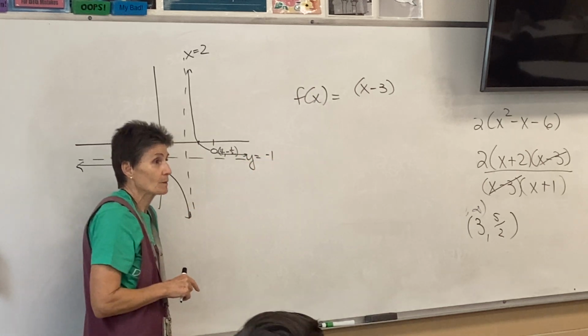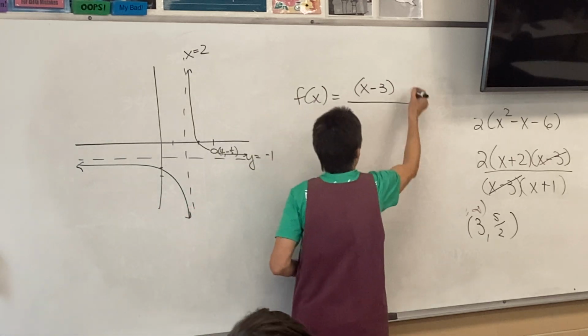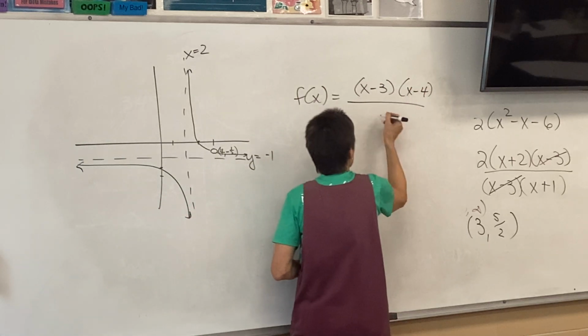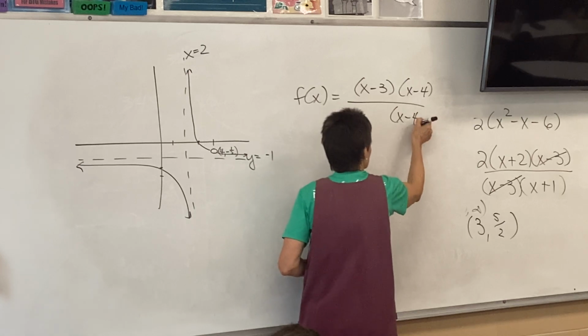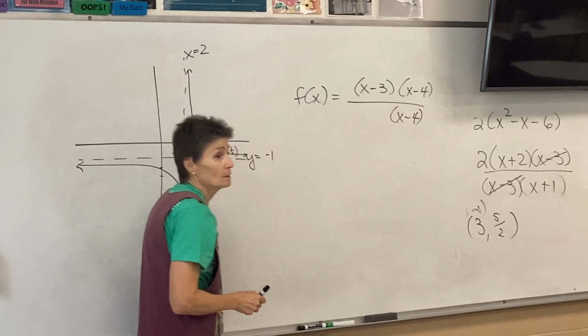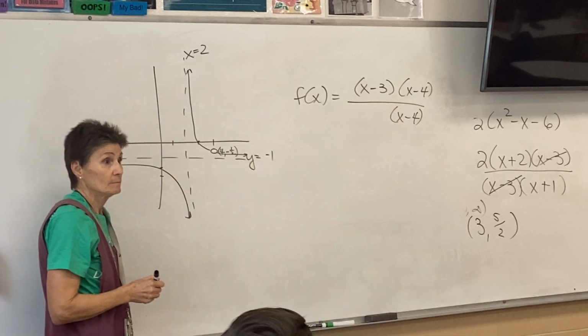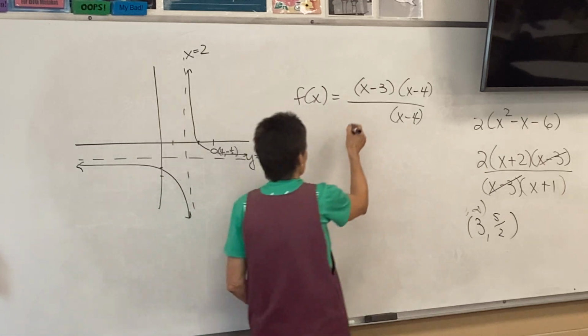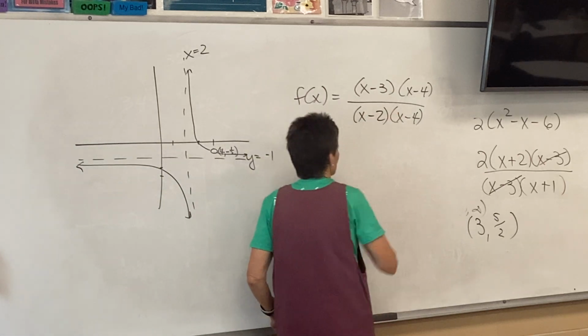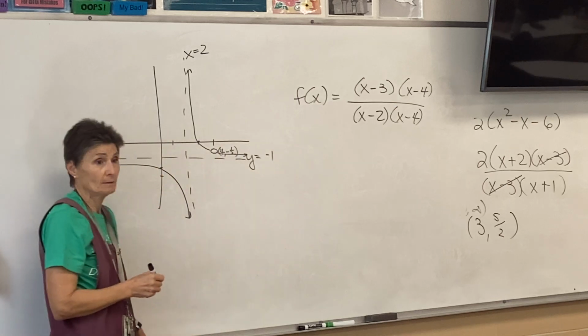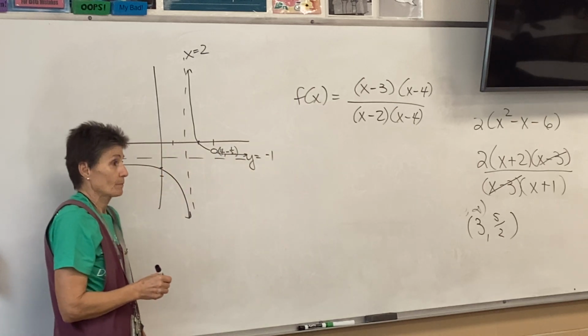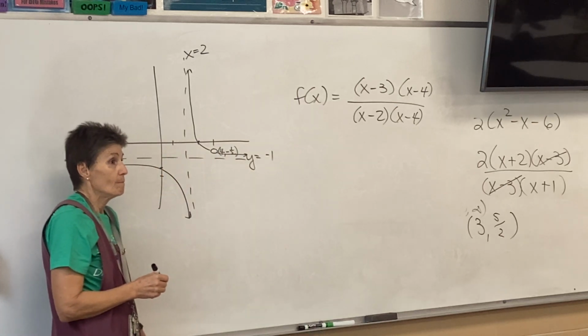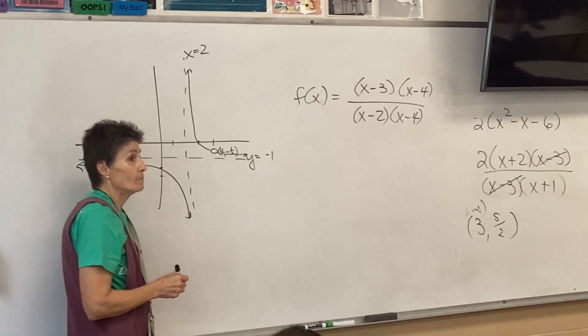X minus 4 on the top and bottom. X minus 4 on the top and the bottom, because why? Because there's a hole. There's a hole at 4. X minus 2 on the bottom. X minus 2 on the bottom, why? The vertical asymptote. There's a vertical asymptote there. Let's have a 2 as the coefficient on top, because the 4 is on top.